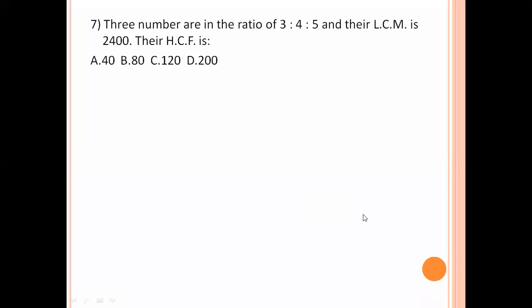Next. Three numbers are in the ratio 3:4:5 and their LCM is 2400. Their HCF is? Here 3 means 3x, 4 means 4x, 5 means 5x. Totally 3 times 4 is 12, 12 times 5 is 60. Now 60x is 2400, so x is 40. 40 is the right answer. The HCF is 40. Option A is the right answer.